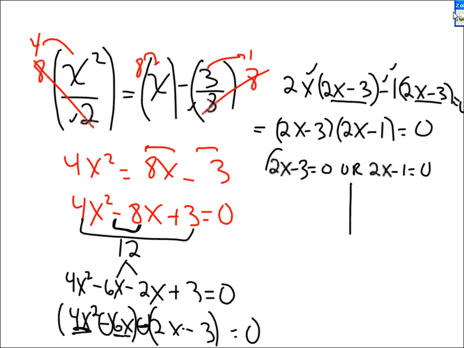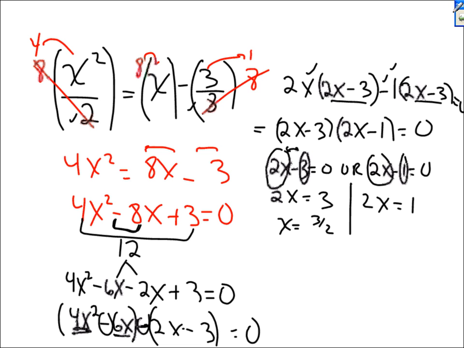So in the first case, that means 2x must be 3. 3 minus 3 is 0. 2x must be 3. Divide by 3. If you subtract two quantities and you get 0, those two things are equal. If you subtract 2x and 1 and you get 0, that's because 2x is 1. Divide by 2, you get x is a half. So it's 3 halves and 1 half.